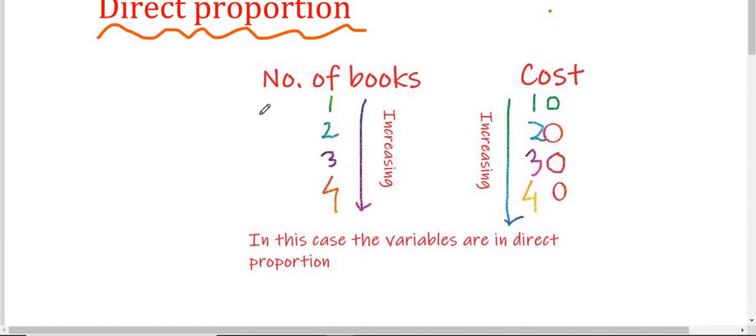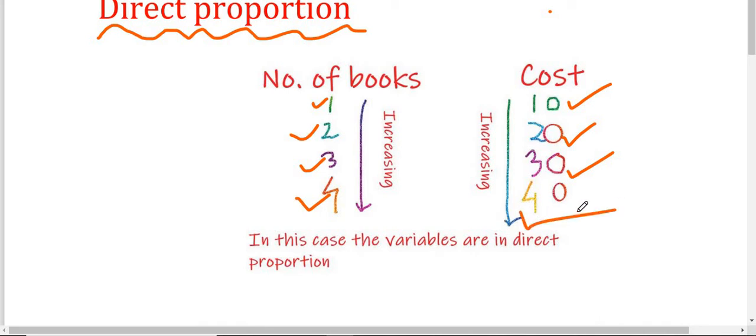Let us take an example to understand the meaning of direct proportion. Cost of one book, say 10 rupees. Cost of two books will be 20 rupees. Cost of three books will be 30 rupees and cost of four books will be 40 rupees. Now you can see these numbers are increasing: 1, 2, 3, 4. And this side also these numbers are increasing: 20, 30, 40.